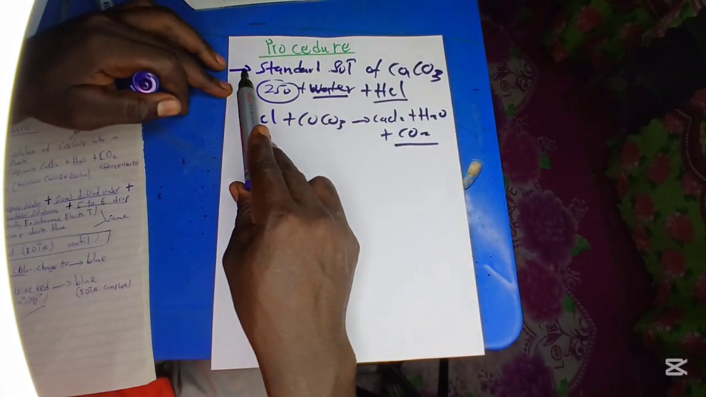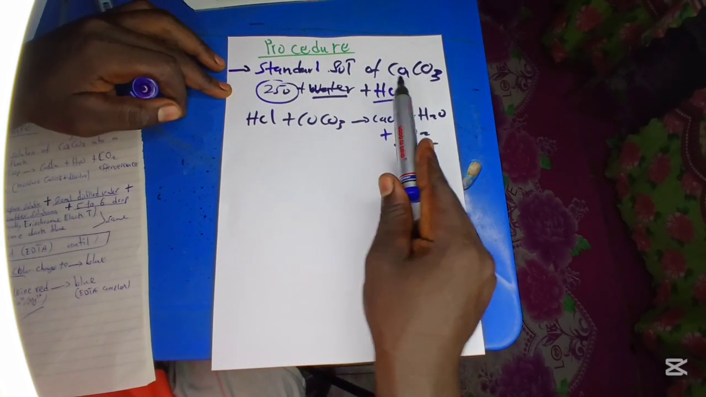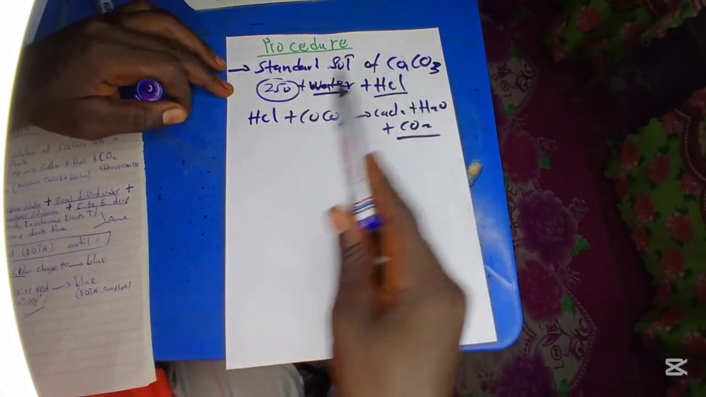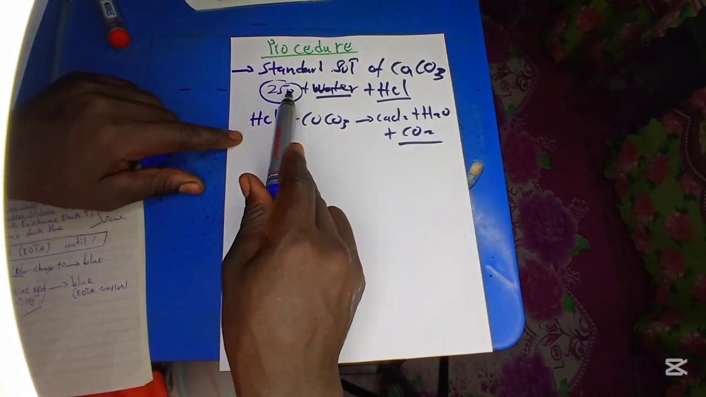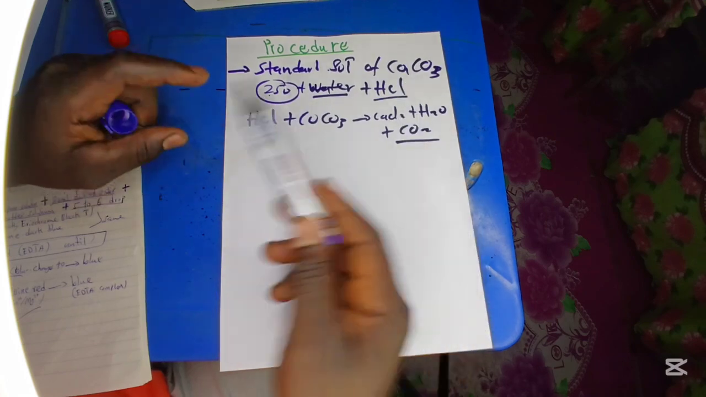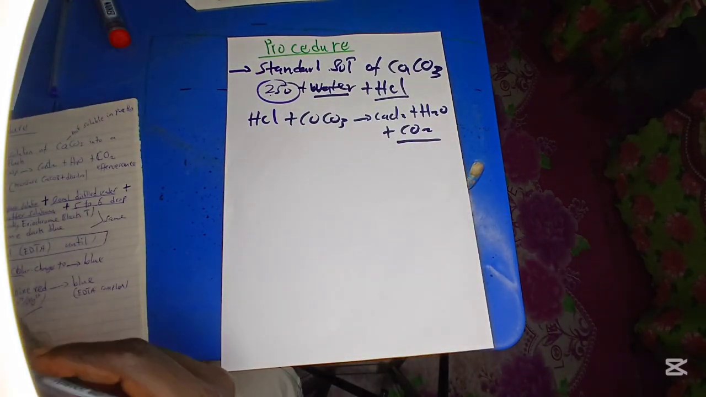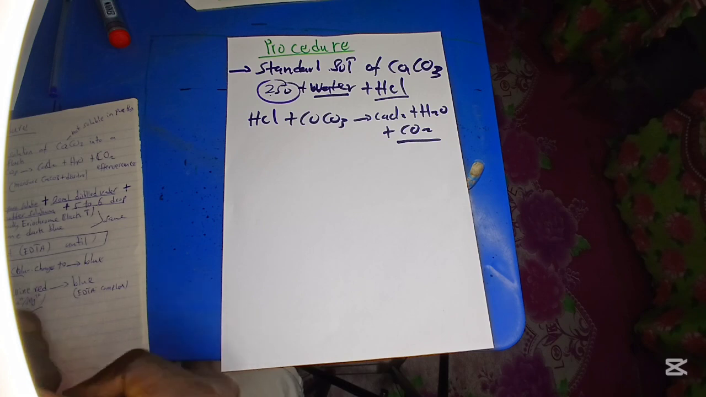Mind you, this is our first step of the procedure. We form a standard solution of a substance that contains the Ca2+ ion. This 250 stands for the volumetric flask that I'm using for this practical. So you might use a different volumetric flask. That will depend on your demonstrator.